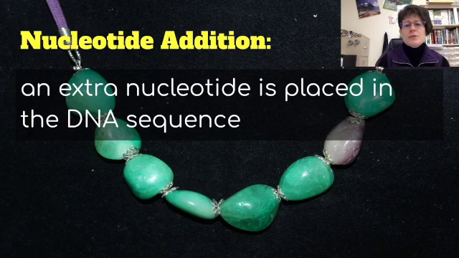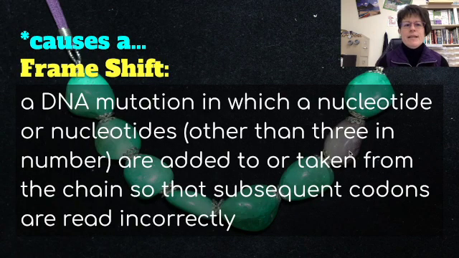There's also nucleotide addition. This is when an extra nucleotide is placed in the DNA sequence, kind of like this necklace. It looks kind of odd and out of shape. We have all green and there's just this random purple. This causes a frame shift.